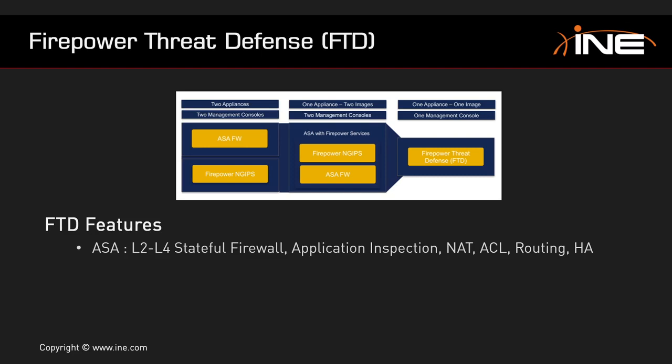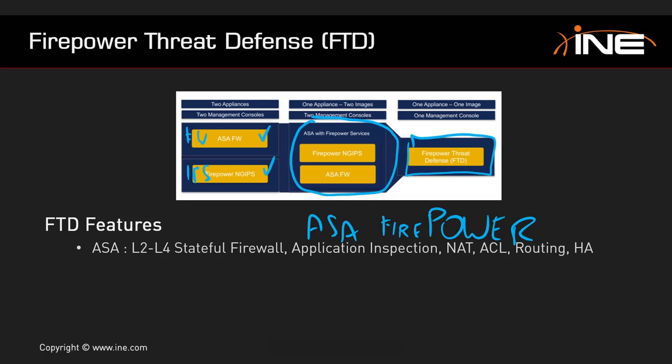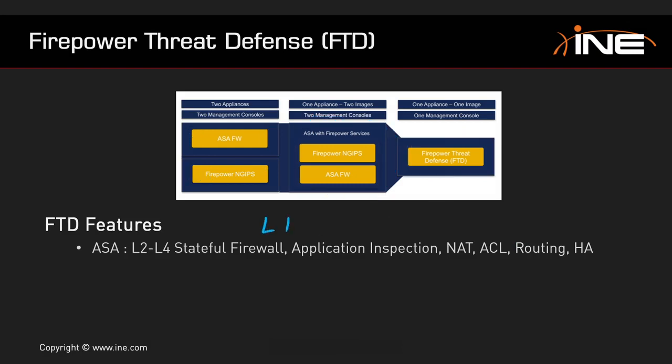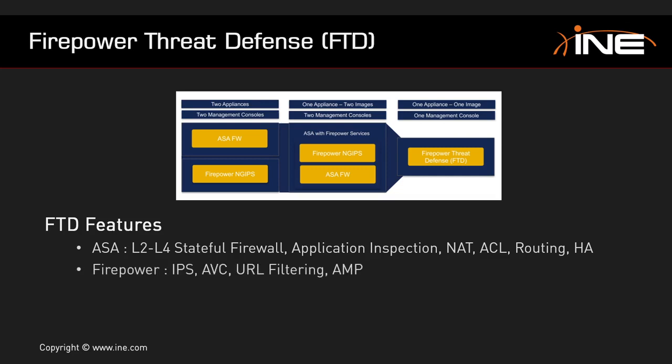and this is going to be performed by the ASA engine, which is also sometimes abbreviated as Lina. This is just a fancy name for the ASA code on the FTD. And then the firepower functions, so obviously the intrusion detection prevention capabilities, application visibility and control, URL filtering, advanced malware protection, stuff like that. This goes along with the next generation IPS functions.